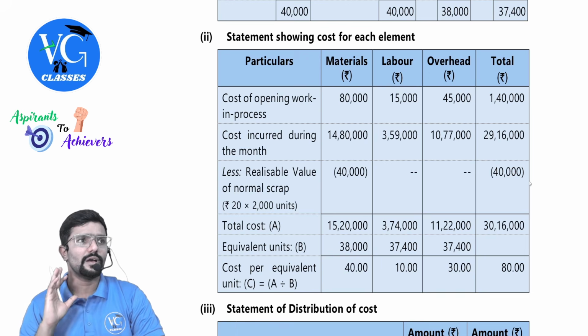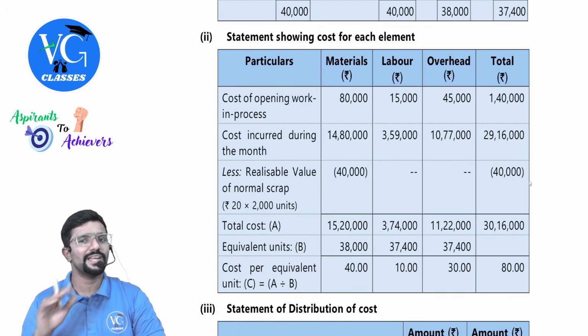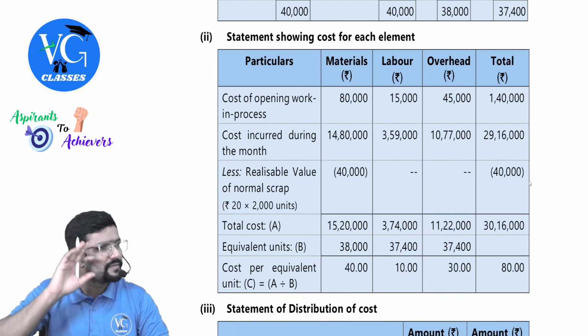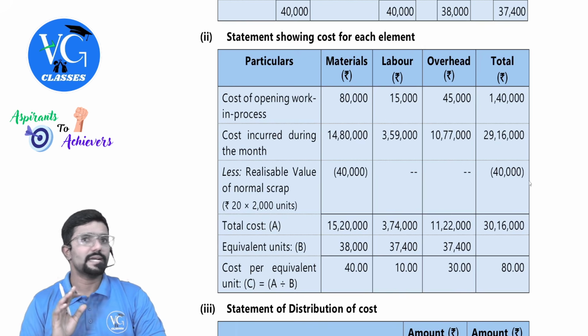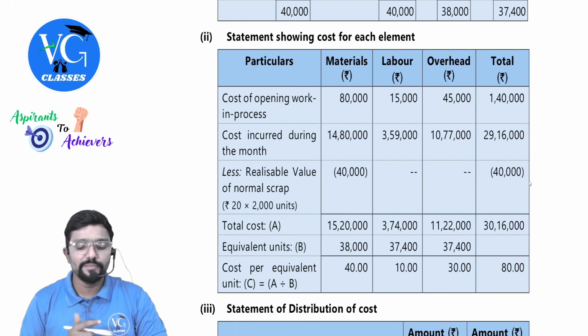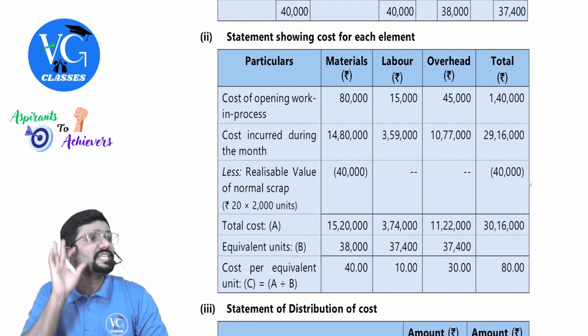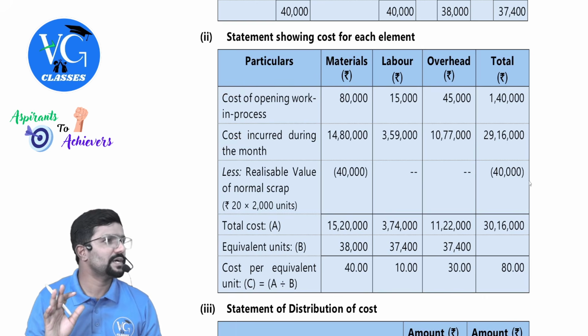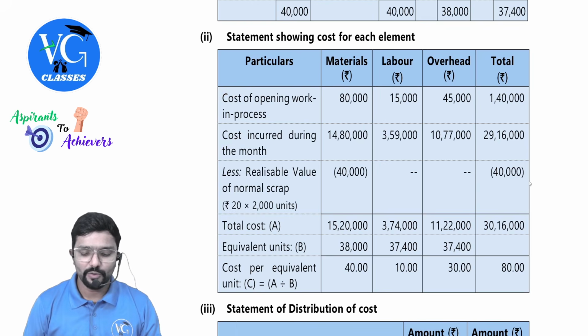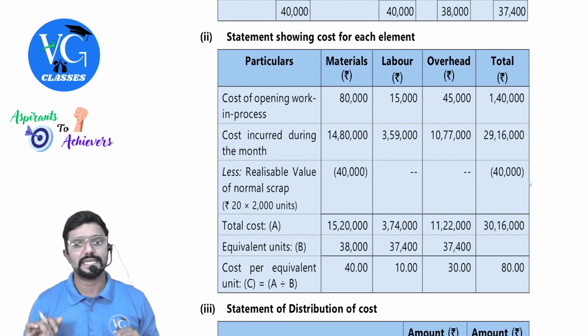We have taken care of all of this. So should I reduce from material, labor, overhead? It should always be from material. Clear? And if you ask me whether to reduce it from opening or cost incurred during the period, cost incurred during the period. Anyway, wherever you reduce, ultimately the total material cost will get adjusted.